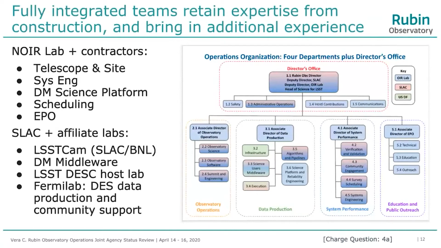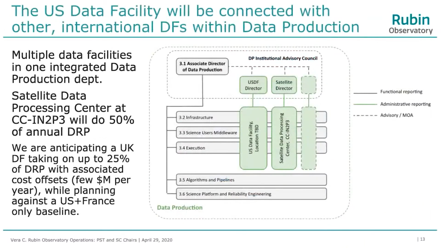Okay, so a little bit more detail. This is useful to know about how the data production works internally. So I mentioned 3 teams that make the data facilities work. Well, here's a zoom in on the data production department that shows that we have multiple data facilities at work in data production. So the green bars are showing those data facilities. There'll be one in the US, location TBD, and then one in France at CC-IN2P3. And we're anticipating another one in the UK that could take on up to 25% of the data release processing. The French data facility will do 50% of the data release processing, and the US data facility will do the rest, and then all of the alert processing.